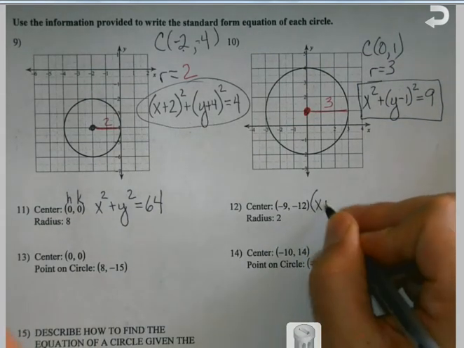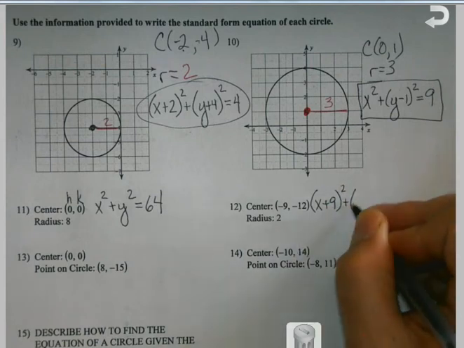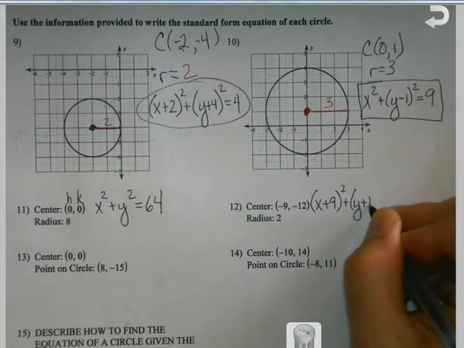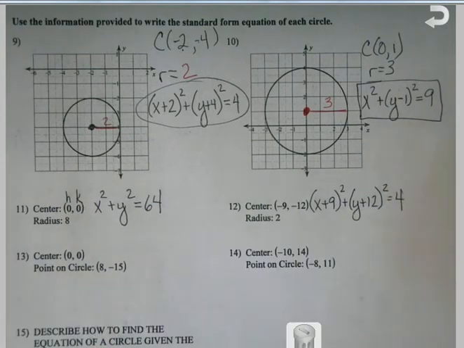X, switch the sign, plus y, switch the sign, and square my radius. Then all of a sudden, we come to a screeching halt. Uh-oh. They give me the center, and they give me a point on the circle. Well, I don't know if that's really going to help me, because, yeah, I have the center, but how am I going to figure the radius out?